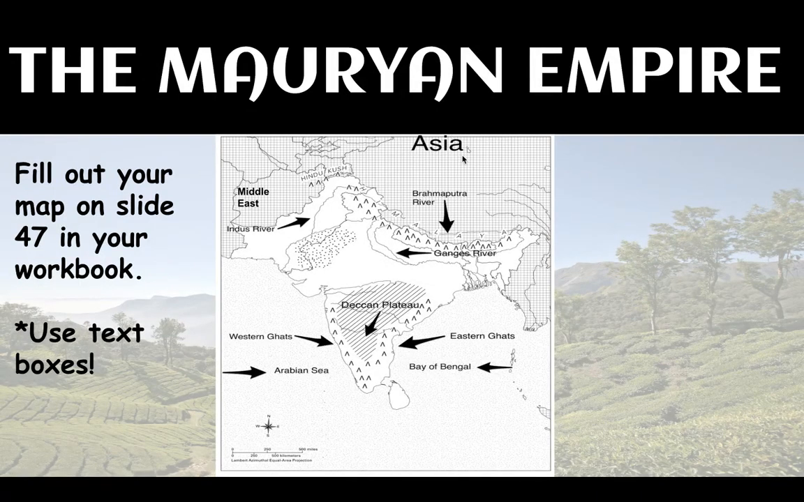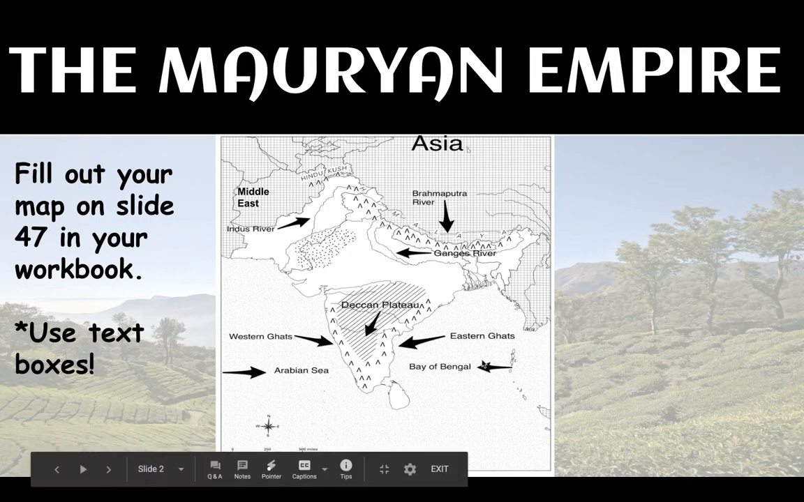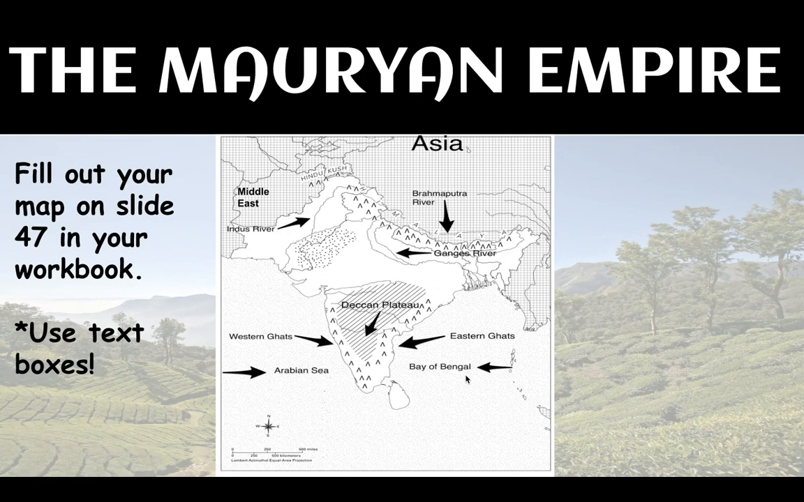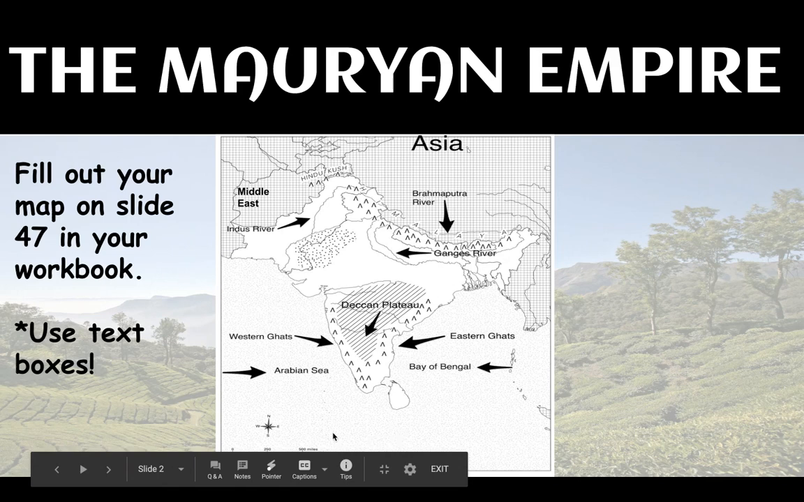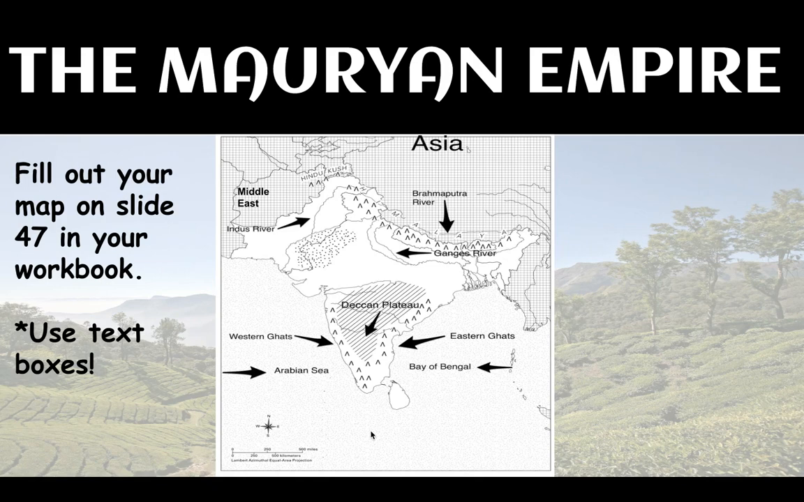So here we're talking about Asia. We know that the Indian subcontinent is part of Asia. You've got the Middle East over here. Remember, this is a region. This is a continent. Here is the Indus River, which goes here and out to the Arabian Sea. This is the Arabian Sea. Here is the Bay of Bengal. So you could do those in blue, showing the water. And the Indian Ocean would be down here. So you could add that. Mine doesn't have it. It should, though.